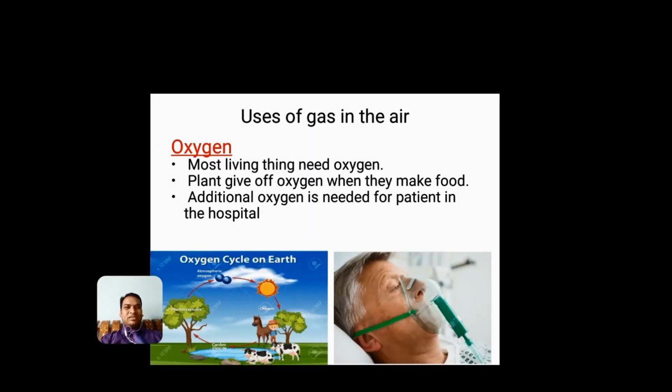We already discussed that in air there are many types of gases like oxygen, nitrogen, carbon dioxide. Now we'll see some of the uses of these gases. First I want to share about oxygen. Most living things need oxygen and give off oxygen when they make food. Additional oxygen is needed for patients in the hospital. So these are the uses of oxygen.